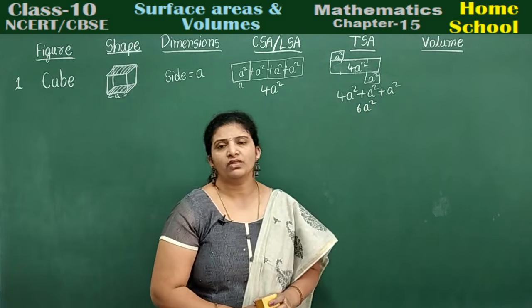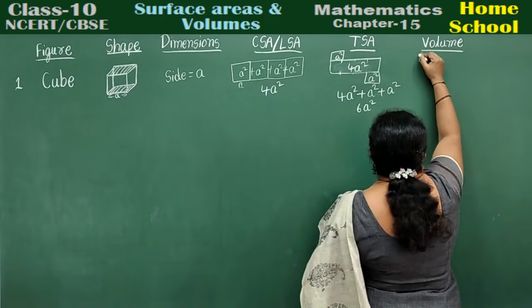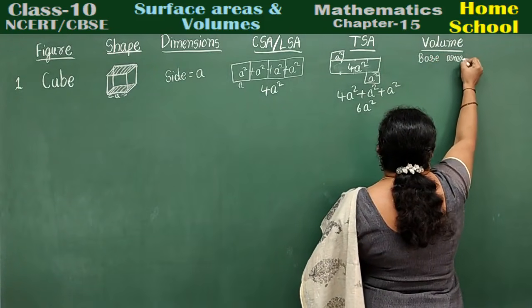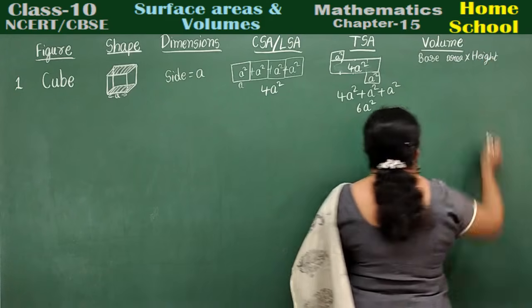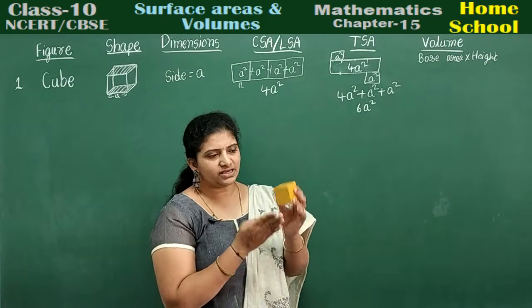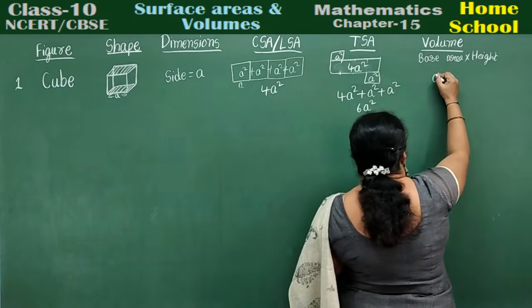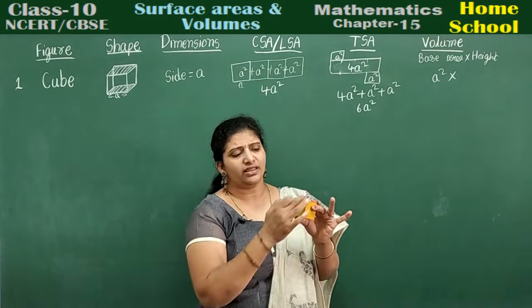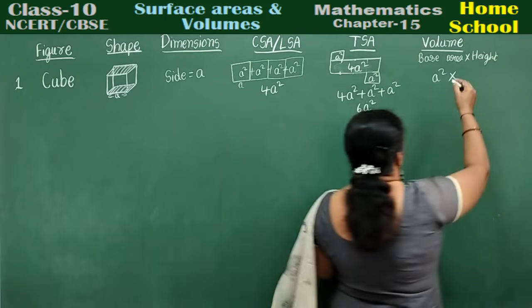Coming to volume. What is volume? Have to remember easily. Volume is always base area into height. So if I consider this cube, the base area is a square. What is the area of this square? It is a square. All sides, all dimensions are equal here. Then what is the height of this cube? The height of the cube is also equal to a.